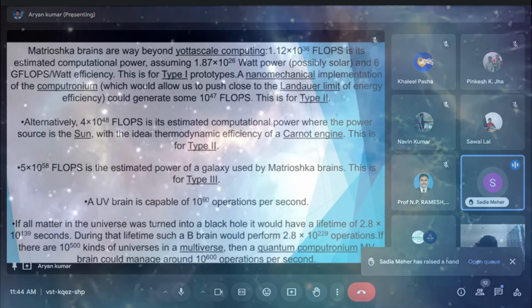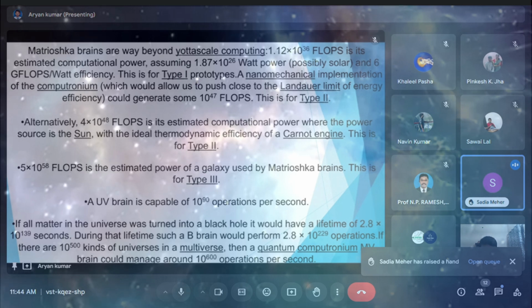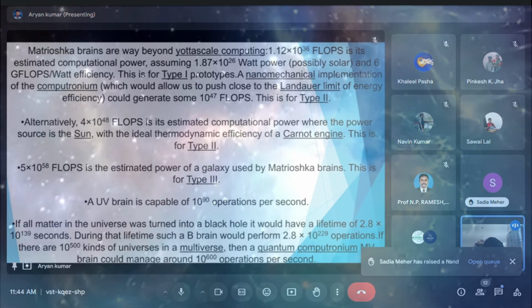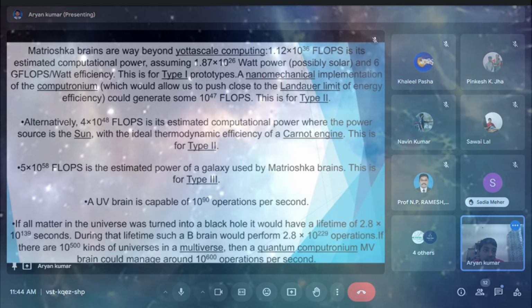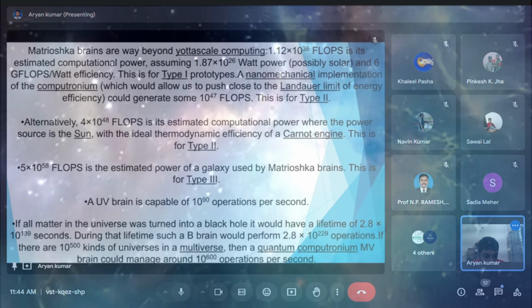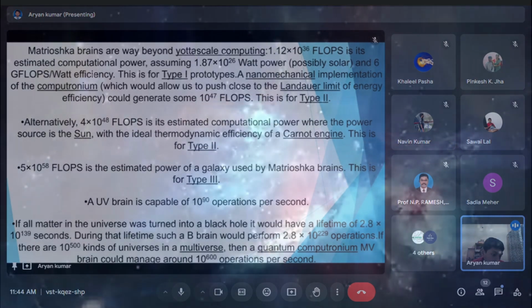What type of civilization are we living in now? We are right now 0.75, not even type 1. People say that we will reach a type 1 civilization in a few hundred years.